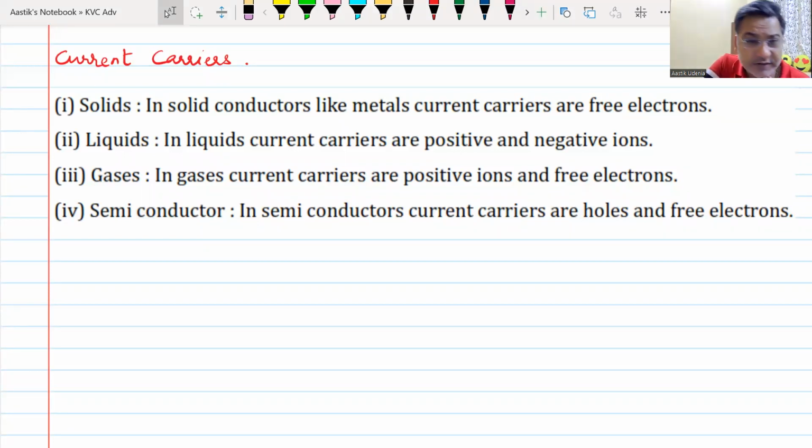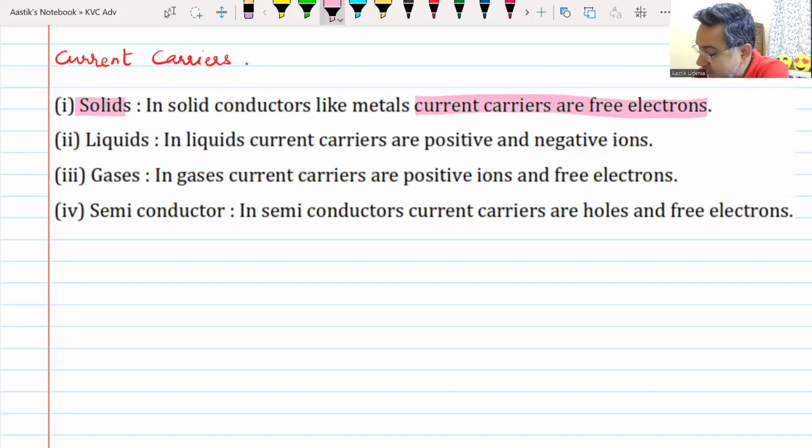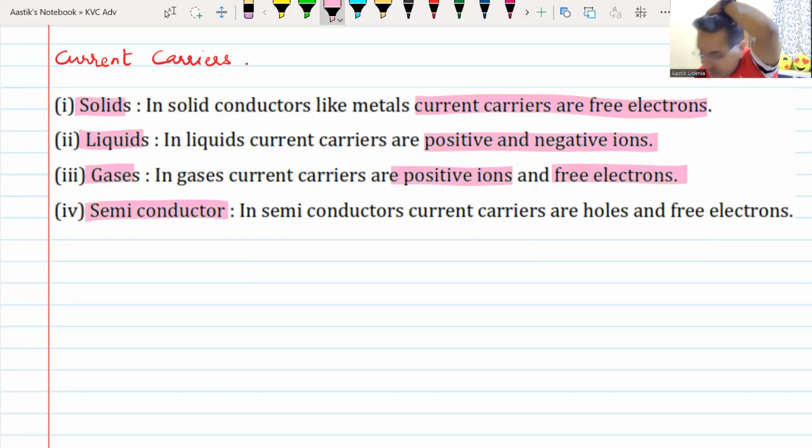There are a lot of questions that are coming on information based in this attempt, assertion, reasoning. So all these points become very important. What are the current carriers in different types of bodies? In solids, who are carrying current? Current carriers are free electrons. In liquids, they are positive and negative ions. In gases, they are positive ions and free electrons. In semiconductors, we will be doing modern physics after this, the current carriers are known as holes and free electrons. So just note them down.